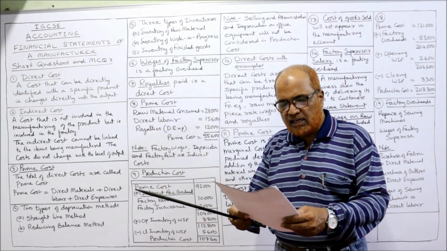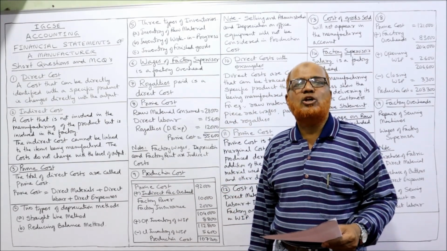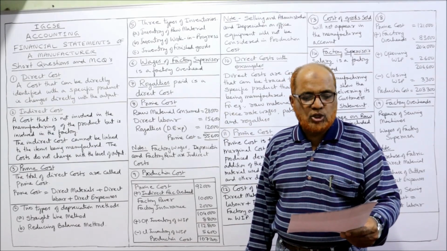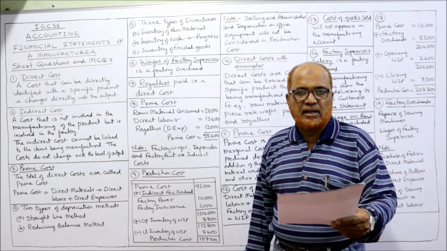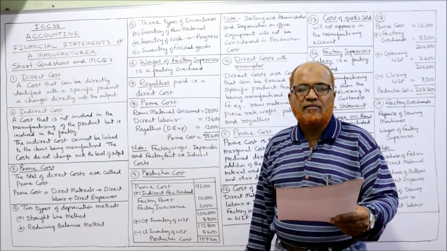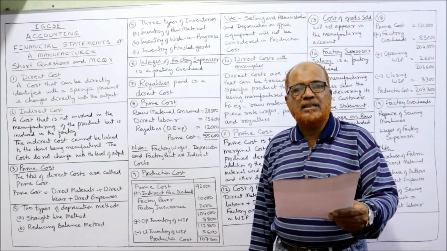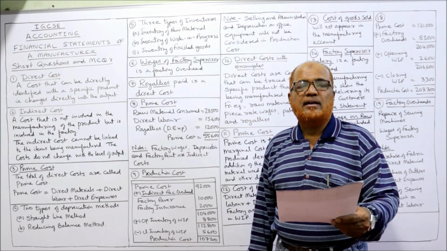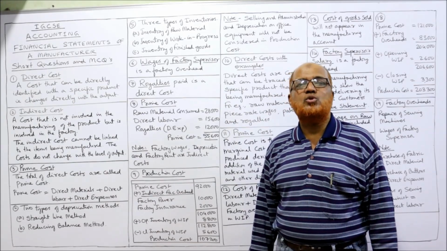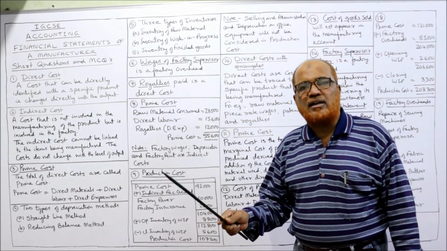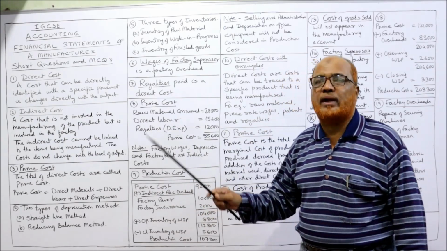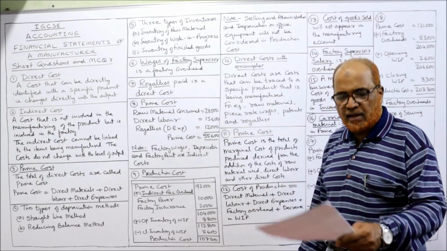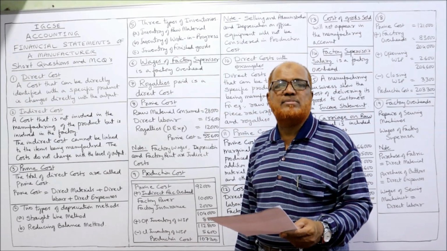Next comes, which of the following is a factory overhead? Now, it's an MCQ problem. Four options are given. Carriage on finished goods, carriage on raw material, wages of factory supervisor, wages of machine operator. Of these four items, the factory overheads are the indirect costs. The indirect cost is wages of the factory supervisor. The wages paid to the factory supervisor is a factory overhead. So here, wages of factory supervisor is a factory overhead. Remember this point.